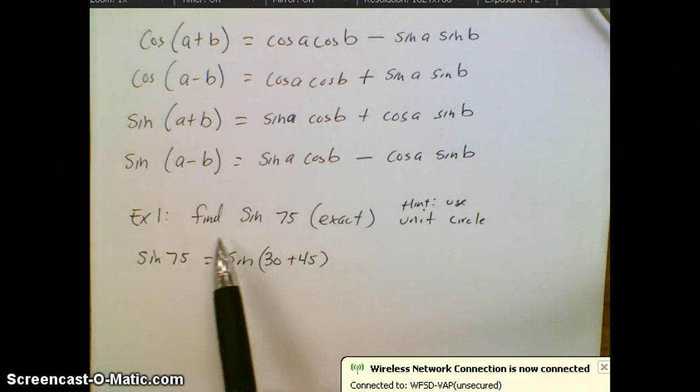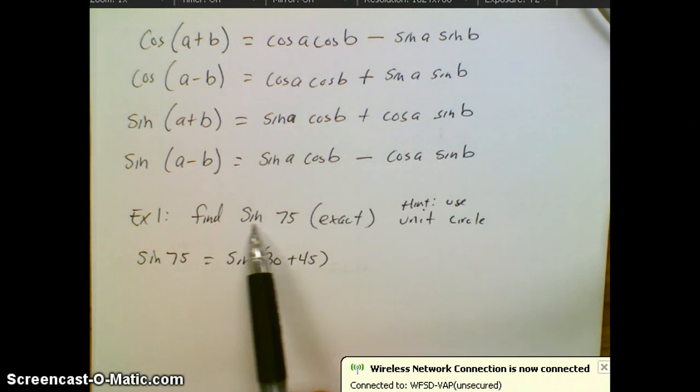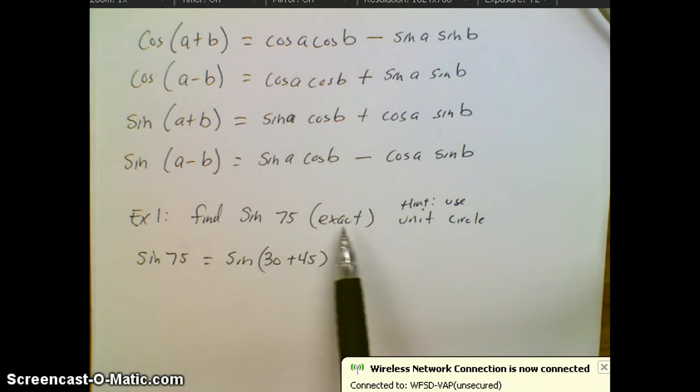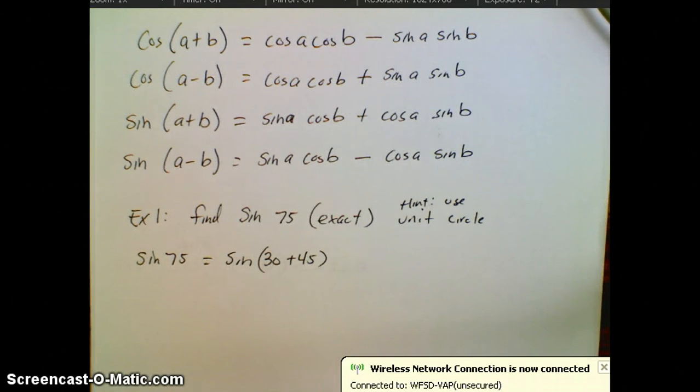The first example I have is, how do you find the sine of 75 degrees? We want the exact answer here. It's not type it in your calculator, give me the answer. It's use the unit circle to find the exact sine of 75 degrees. So we can split this one up into 30 degrees and 45 degrees. We know the sine of 30 from the unit circle, and we know the sine of 45 from the unit circle. So we're looking here at 30 plus 45.